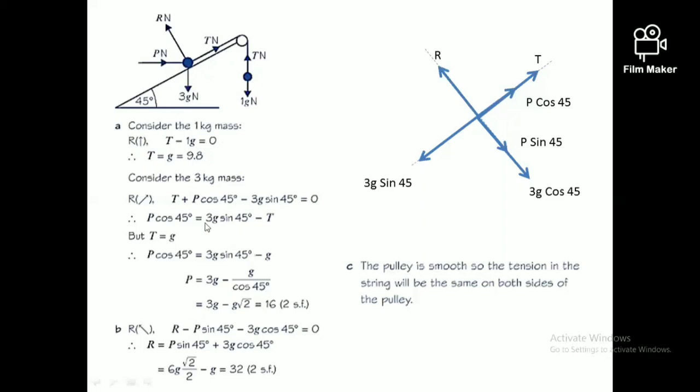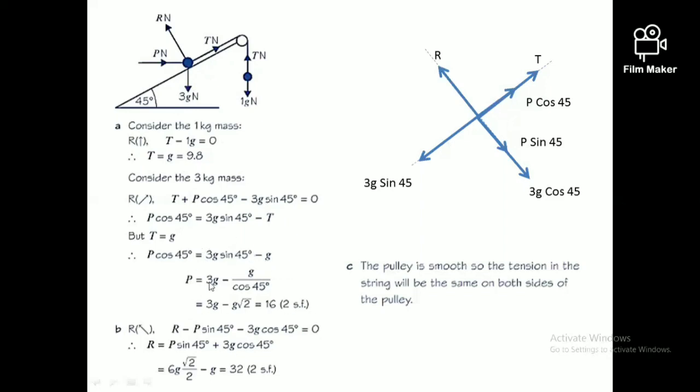T is 9.8. From here you can put 9.8 over here. Then you will obtain the answer as P equals, if you simplify over here, P cos 45 to 3g sin 45 minus g. How do you get g? Because we already found the value for T is g. Then we can say P equals 3g sin 45 minus g divided by cos 45.